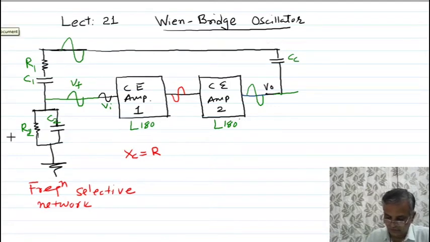Now, for a particular frequency, the phase difference between this Vo and Vf is 0, and for that frequency, Vf is nothing but 1/3 of this Vo. For other frequencies you will not get any voltage at the output of this bridge. Now, so this does not introduce any phase.